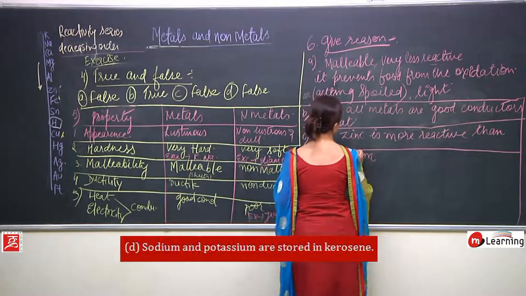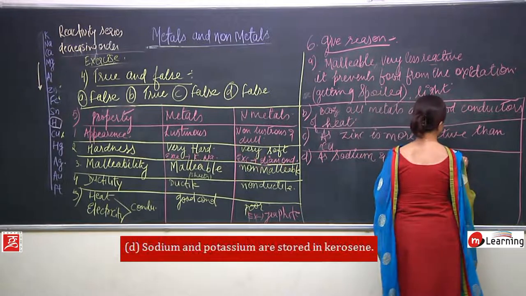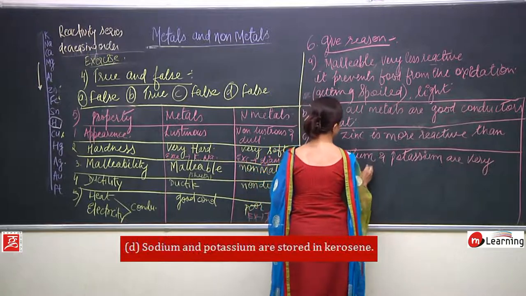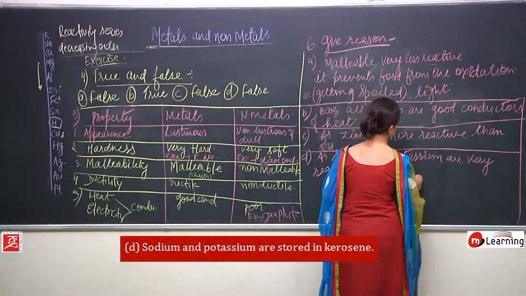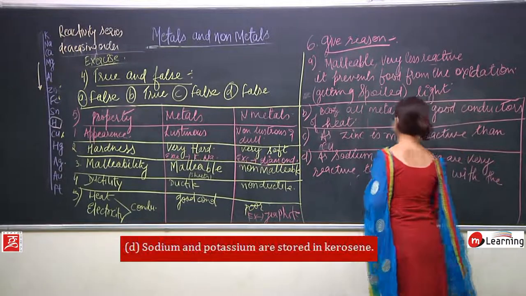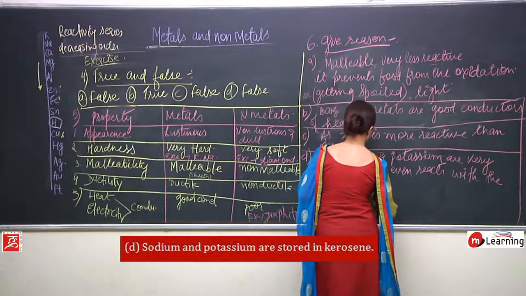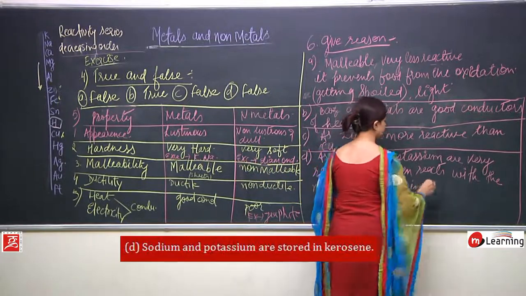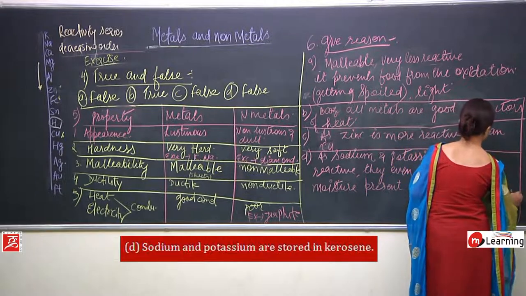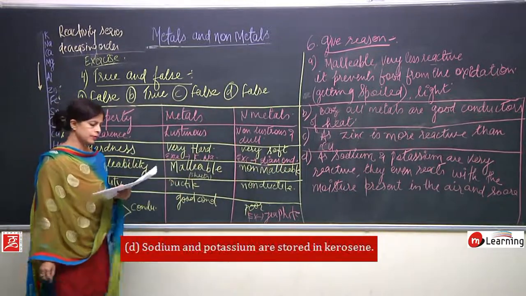as sodium and potassium are very reactive. They even react with the moisture present in the air, and so they are kept in the kerosene to prevent these reactions.